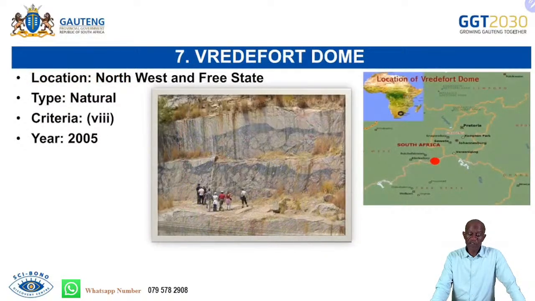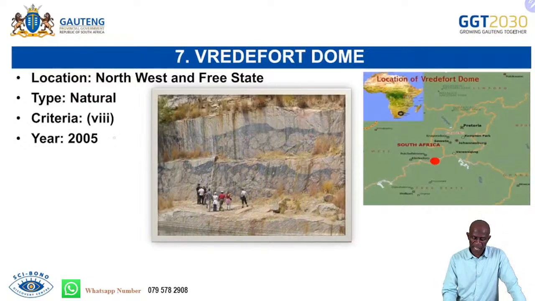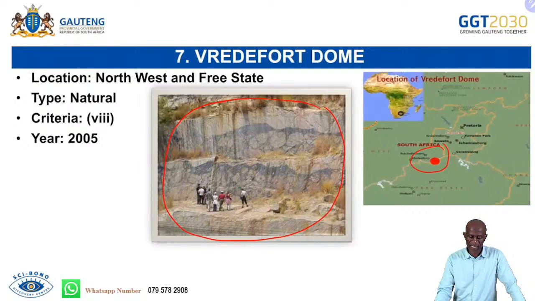The next one is the Vredefort Dome. It is located in the Northwest and Free State provinces. The type or the category is natural, and the criteria is criteria number 8. The year in which it was authorized or declared is 2005, and the massive rock structure here represents the Vredefort Dome, and as you can see, it's just on the border between the Free State province and the Northwest province. So it's a shared World Heritage Site between the two provinces.